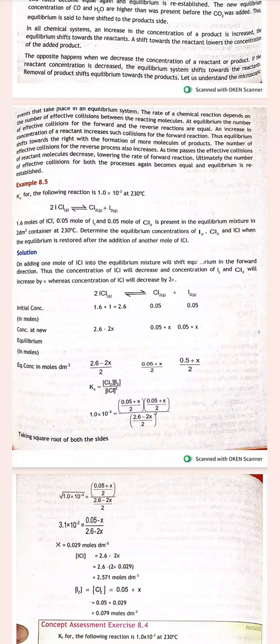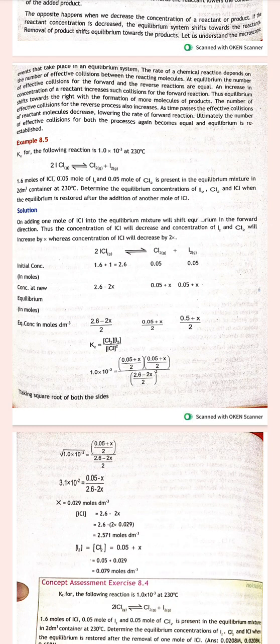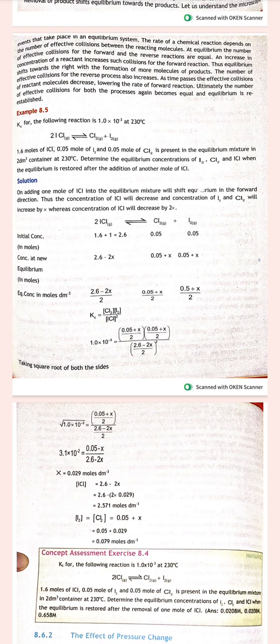So let us state a microscopic event that takes place in the equilibrium system. The rate of chemical reaction depends on the number of effective collisions between the reacting molecules. At equilibrium, the number of effective collisions for the forward and the reverse reactions are equal. An increase in concentration of reactant increases such collisions for the forward reaction. Thus, equilibrium shifts towards the right with the formation of more moles of products.